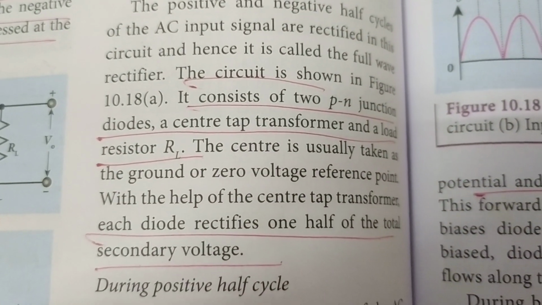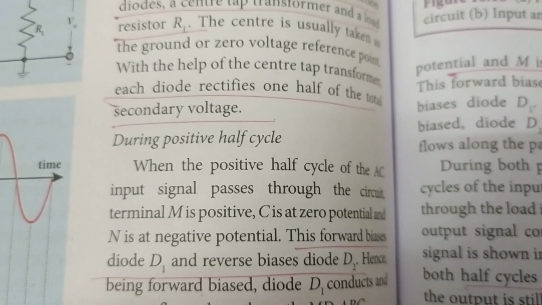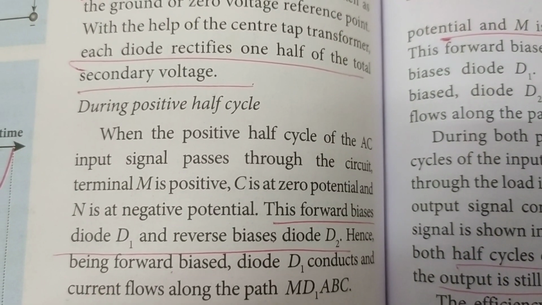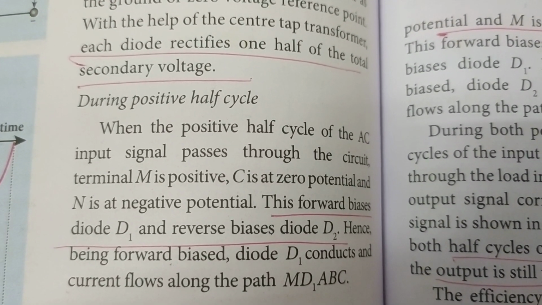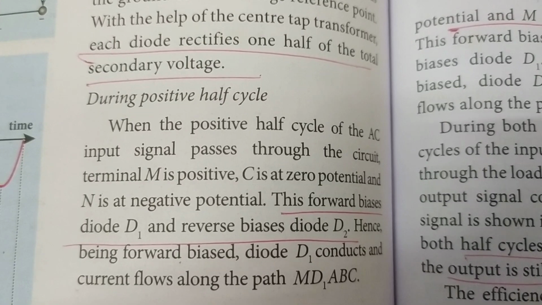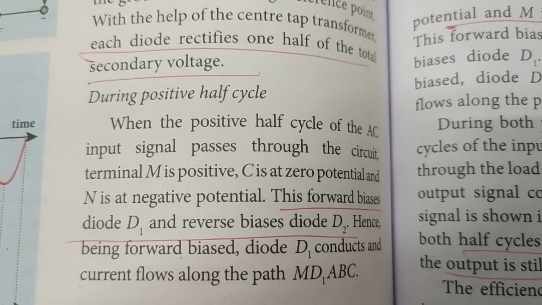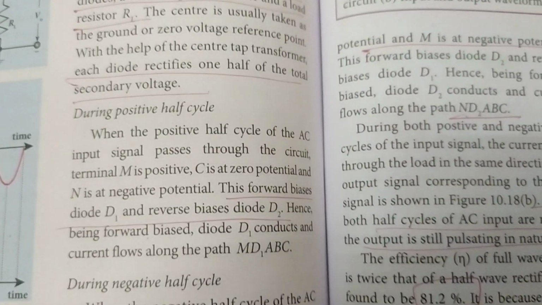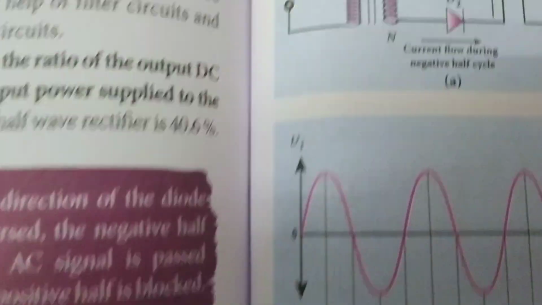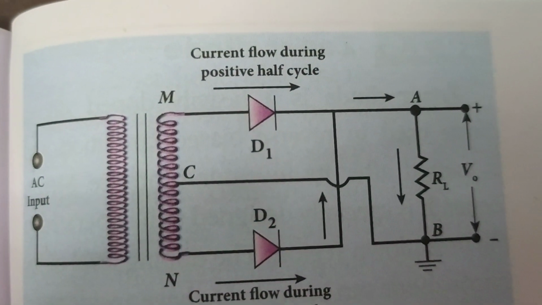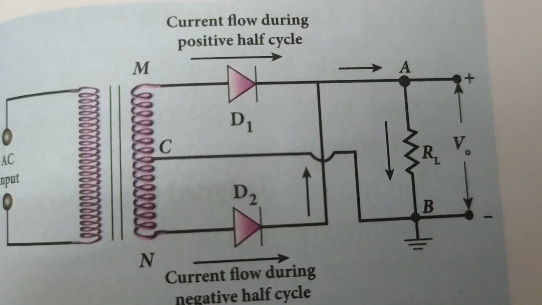Across this load resistor you can get the voltage. Here it consists of two PN junction diodes, a center tap transformer and a load resistor. And what happens during positive half cycle? During positive half cycle, M is positive, C is at zero potential and N is negative potential. So this forward biases D1 and reverse biases D2. So the current will flow M, D1, A, B, C. When you see here M, D1, A, B, C, C is the center tap of the transformer.